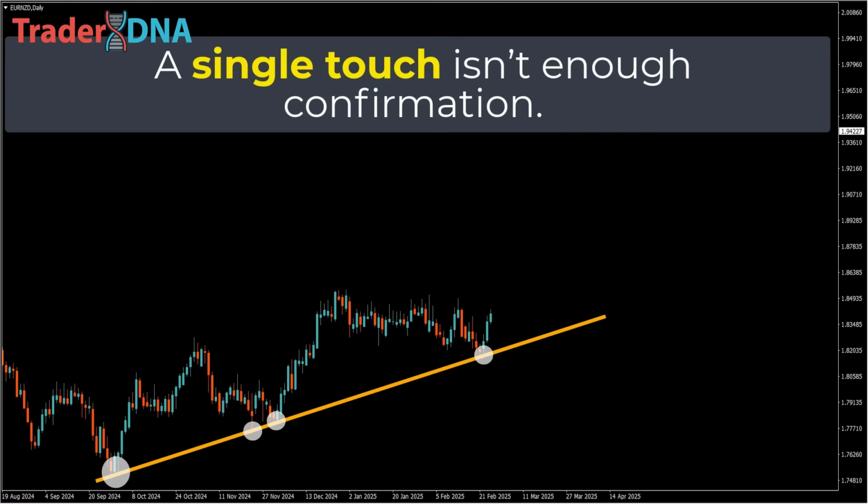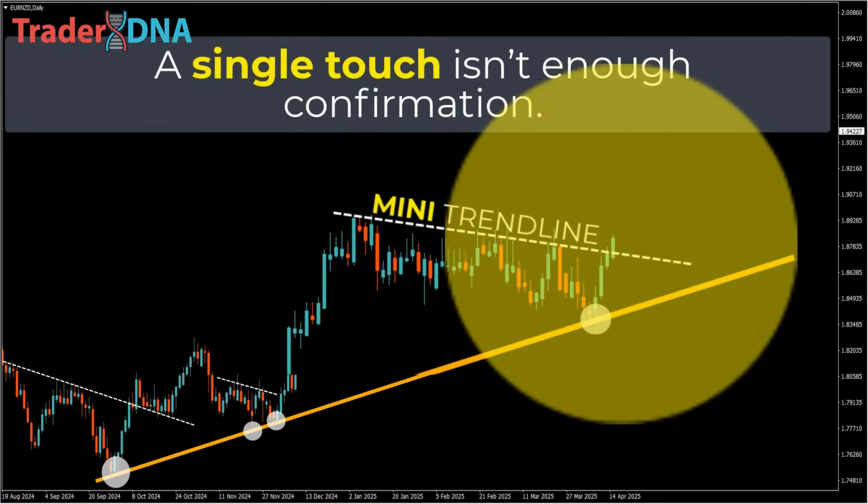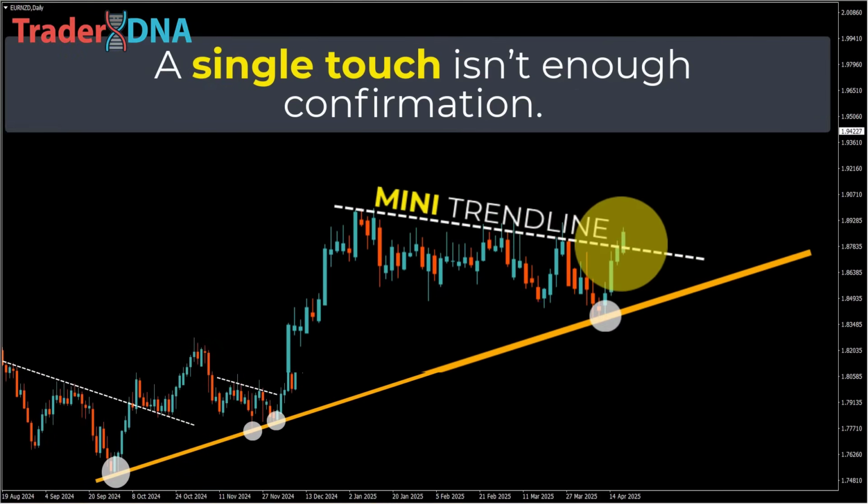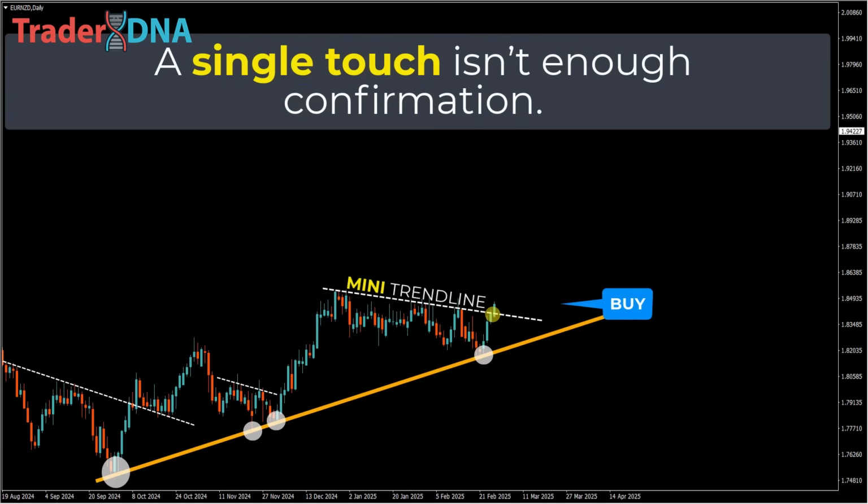One highly effective technique you can use to confirm a continuation pattern is by drawing a mini trend line at the point where the pullback occurs. This mini trend line tracks the small retracement against the main trend. Once you've drawn that mini trend line, your job is to wait patiently for price to break above it. That's your confirmation. When price breaks through that mini downtrend line, it signals that the pullback is likely over and the main trend is about to resume. And that's your entry trigger.